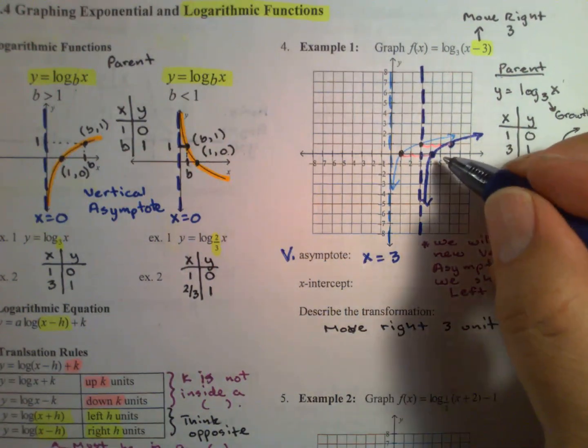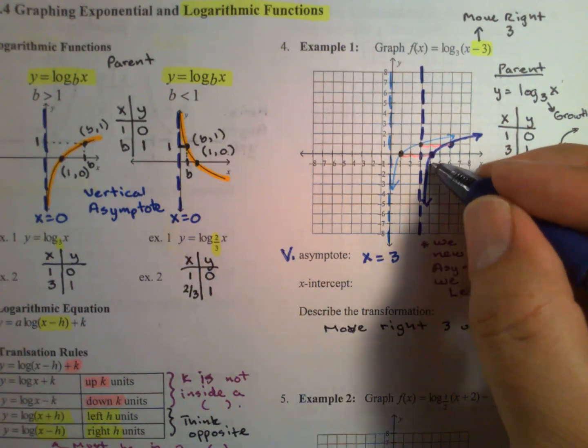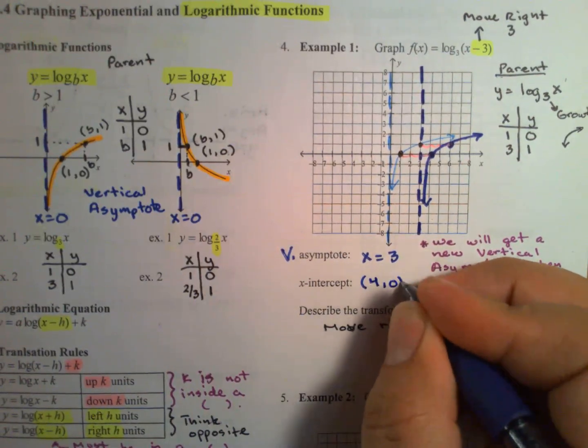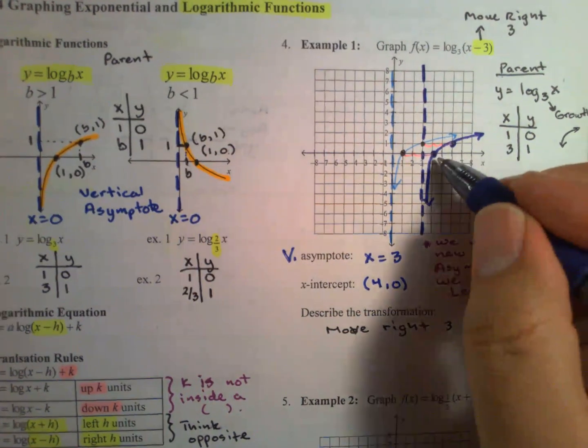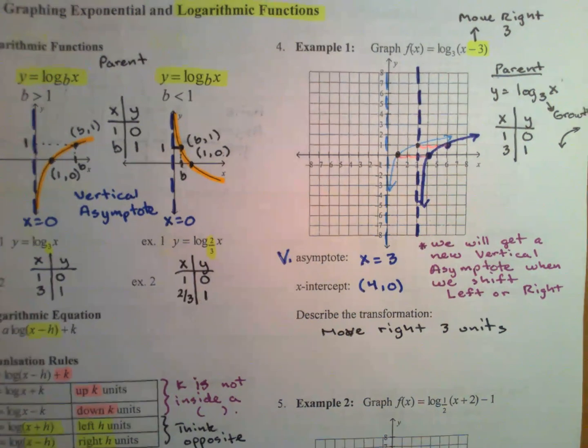And look, it's very easy to spot my x-intercept. Look where we touch the x-axis, right at positive 4. So my x-intercept is 4, 0. No work needed for that because we can actually see what it was. And there it is. This is how we draw our logs using the parent function as a starting point. So let's try it again.